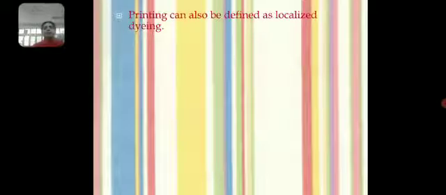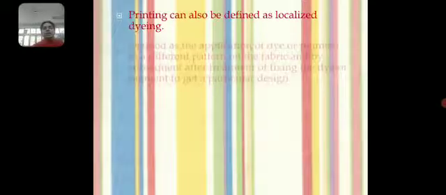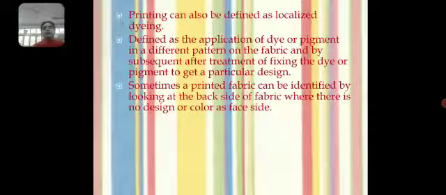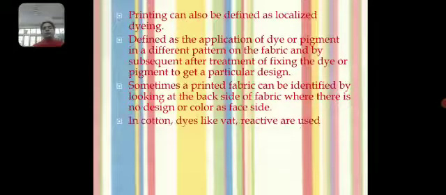Printing can also be defined as localized dyeing, defined as the application of dye or pigment in a different pattern on the fabric, with subsequent after-treatment or fixing of the dye or pigment to get a particular design. Sometimes a printed fabric can be identified by looking at the back side of the fabric, where there is no design or color face sign.